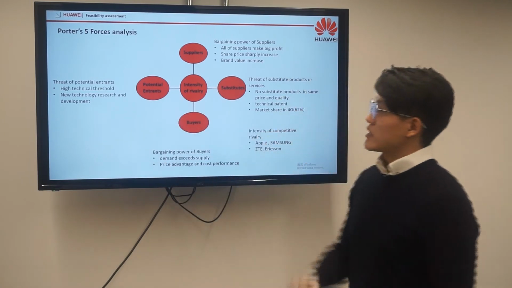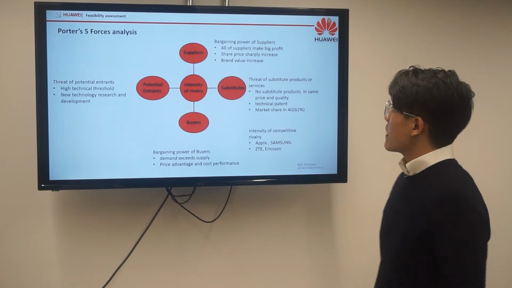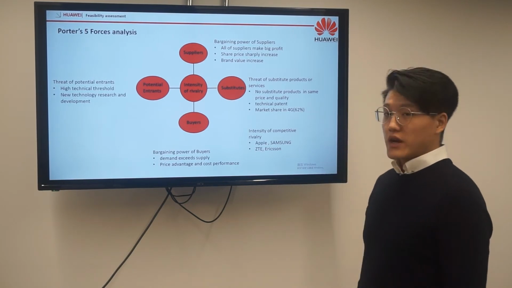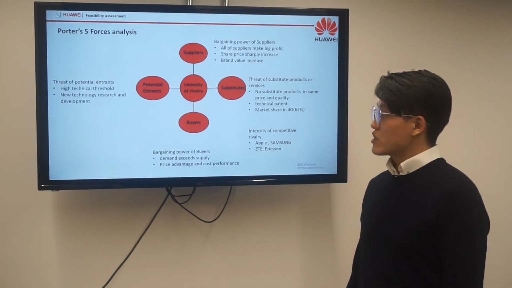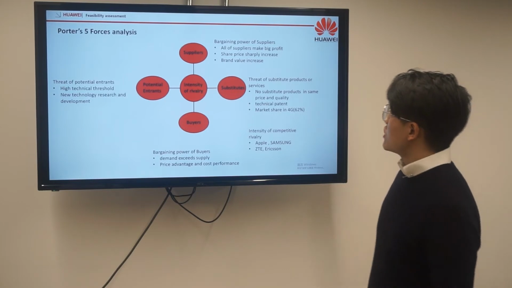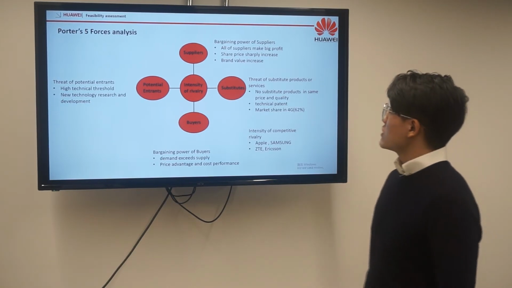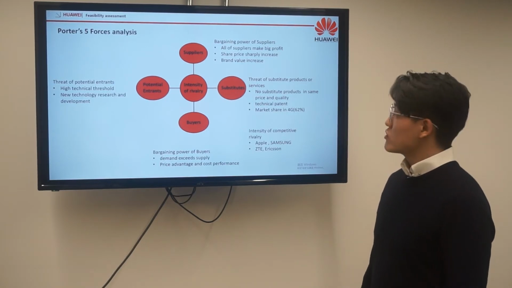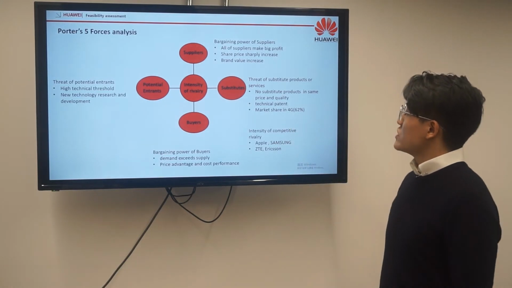There are also the 3 threats, called the threat of potential entrants, intensity of rivalry, and the last one is substitute products. For the 3 threats, I think the threat is also low because Huawei has a high technical threshold, and Huawei also has new technology research and development. Threat of substitute products: there are no substitute products at the same price and quality. The second one, technical patent, is also Huawei company's advantage, and the figures show Huawei's 4G field market share is more than 62%.